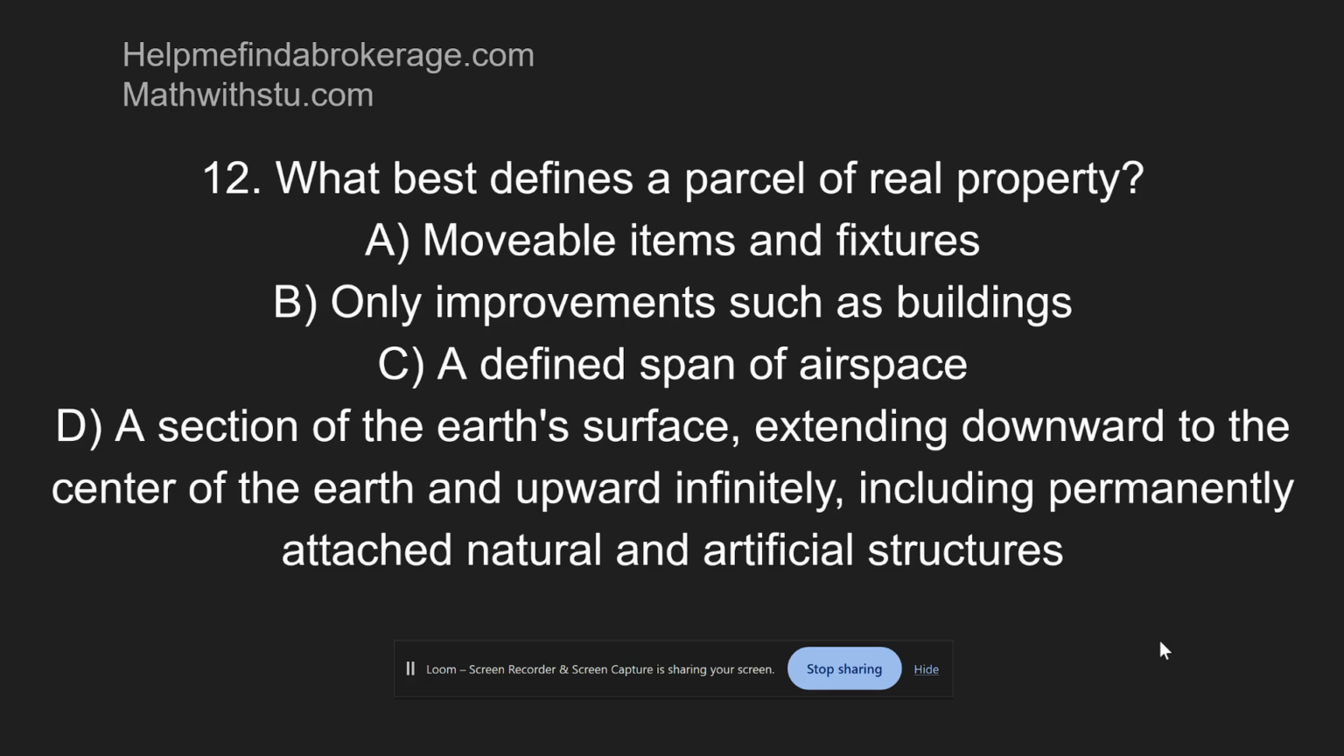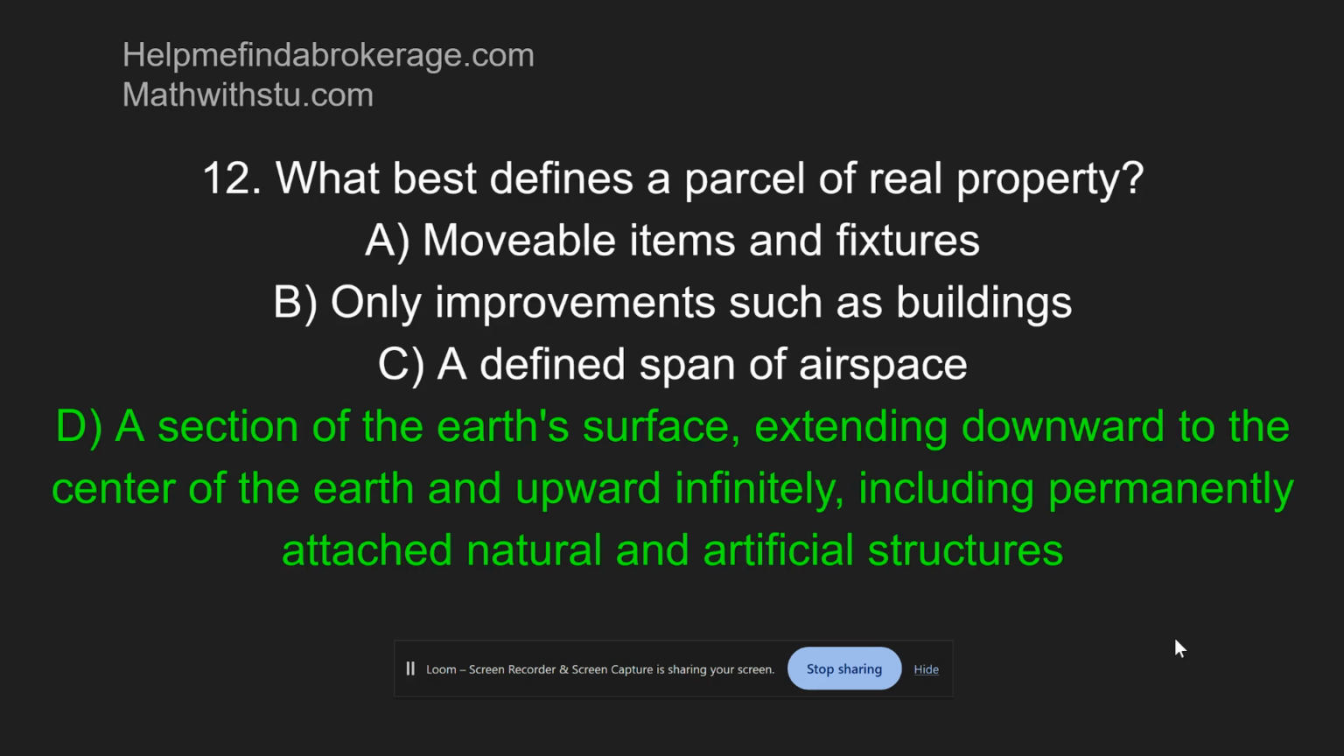One of the best tips I always give students, if they're guessing, okay, listen, the more you can narrow down and say, hey, that's not an answer, the better you're going to be. But if you're guessing, a good rule of thumb sometimes is this: the longer answer sometimes wins. It sometimes is really a good one to guess. And guess what? I kind of gave you a hint. It is the longest one here. A section of the Earth's surface extending downward to the center of the Earth and upward infinitely, including permanently attached natural and artificial structures.